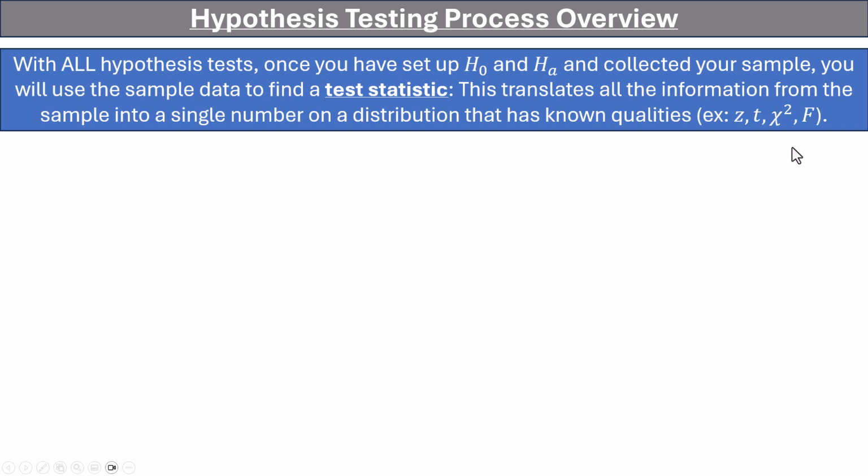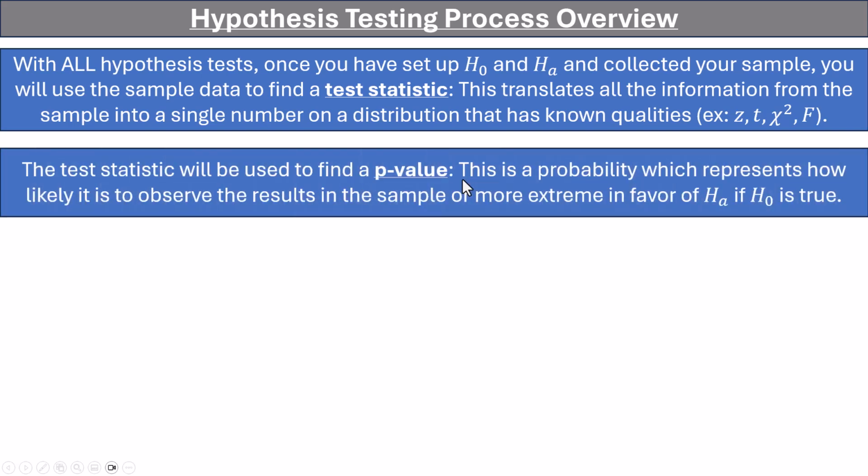Once you've calculated this test statistic, there'd be a formula you'd plug into to find this value. You're going to use that value to find what is called a p-value, which we discussed a little bit earlier. This is the probability, which represents how likely it is to observe the results in your sample, or more extreme, in favor of the alternative hypothesis, assuming the null hypothesis is true.